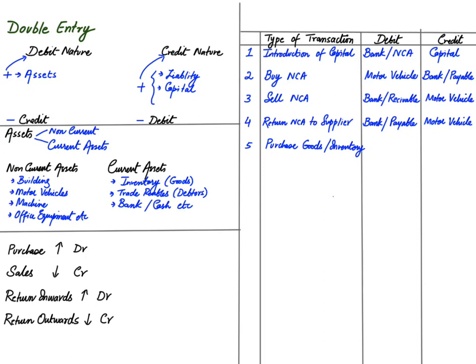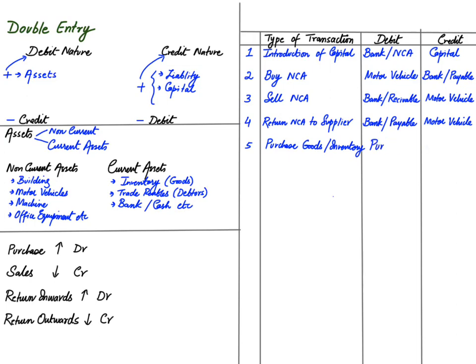Similarly, if we are selling clothes to a customer, we will be using the sales account, and if we are selling our old furniture, we will be using the furniture and fixtures account. I hope you remember this. Then we'll move forward. Whenever we'll be buying goods for business, we'll be debiting the purchase account.